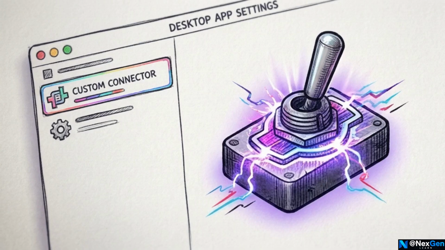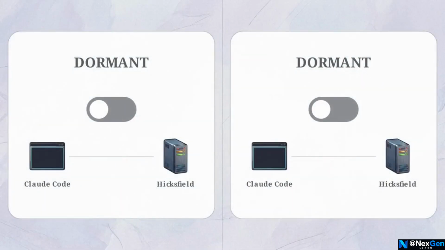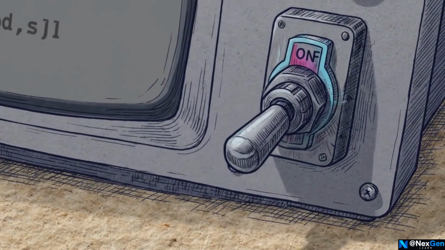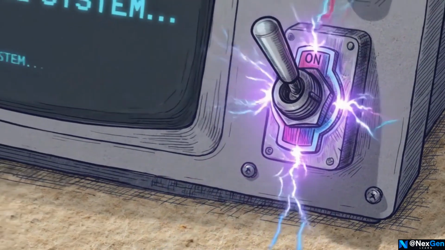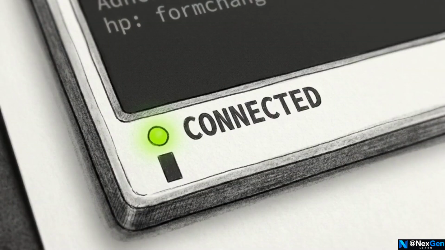Back in Claude Code, there is one final step required to activate the link. Even with authorization, the connector remains dormant until you manually flip the toggle switch to on. The digital handshake is complete only when this toggle is active, opening the gate for data to flow. The terminal is now tethered to the external API and ready for instructions.